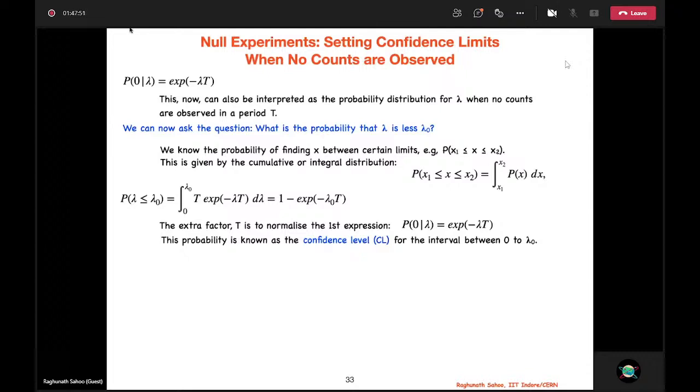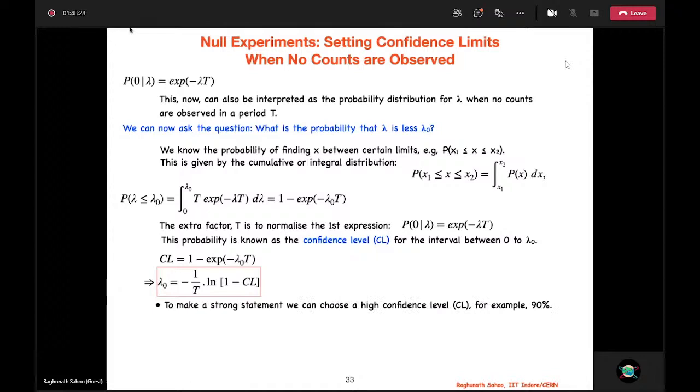This probability is known as the confidence level, CL, for the interval between 0 and lambda 0. So the one I have written here, the probability that lambda is less than or equal to lambda 0, is the confidence limit from 0 to lambda 0. You may ask, is this confidence interval from 0 to lambda 0 unique? The answer is no. Before discussing that, the confidence limit is defined as 1 minus exponential minus lambda 0 t, and lambda 0 can be recalculated from this as minus 1 over t times the natural logarithm of 1 minus the confidence limit. To make a strong statement, we can choose a high confidence limit.